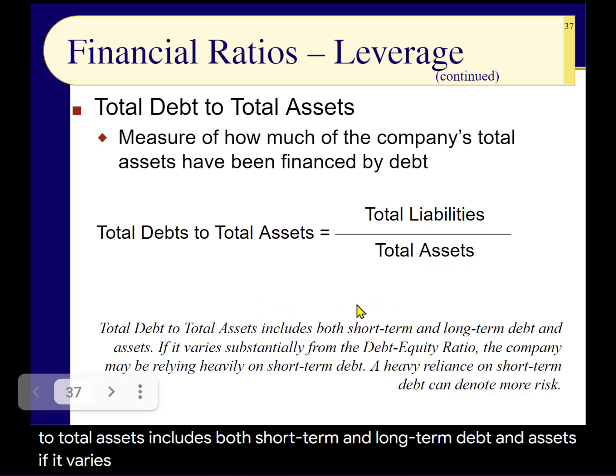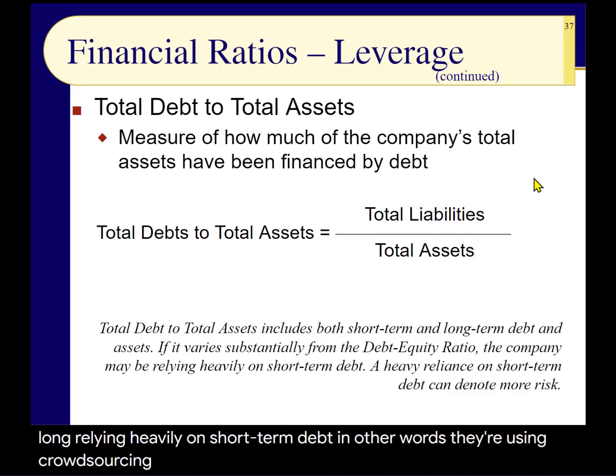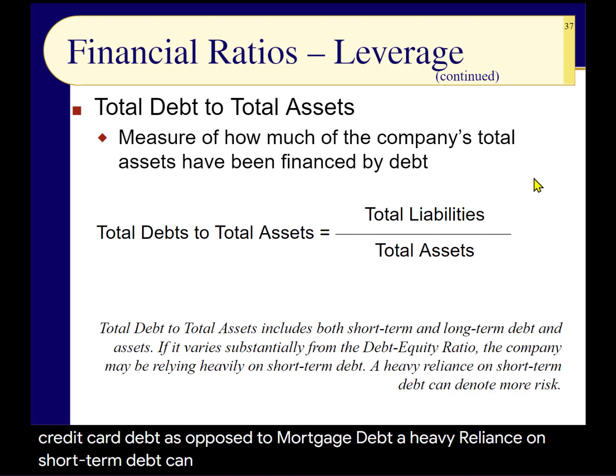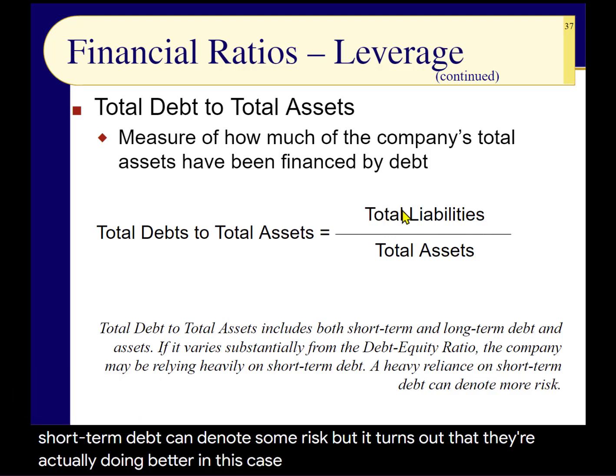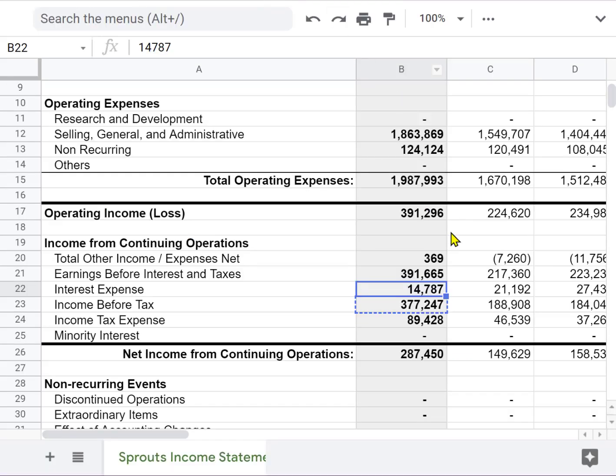If it varies substantially from that first debt to equity ratio, which used long-term debts, the company may be relying heavily on short-term debt. In other words, they're using credit card debt as opposed to mortgage debt. A heavy reliance on short-term debt can denote some risk, but it turns out that they're actually doing better in this case.